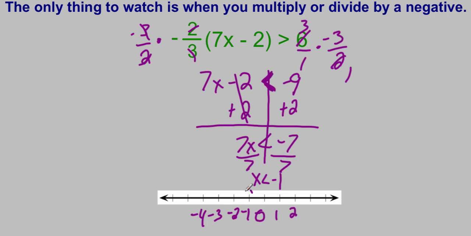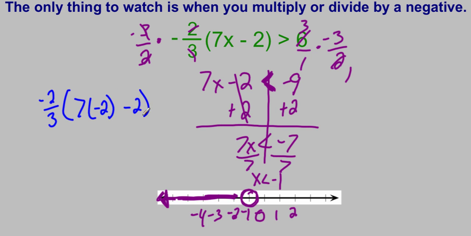Okay, x is less than negative 1. Open circle. And shade it to the left for less than. Numbers that are less than that. And then let's plug in something. What number are you choosing? Easy. So let's do negative 2. 7 times negative 2. Okay, that's negative 14. Now watch this. Negative 14 minus or plus a negative 2 gives you a negative 16.